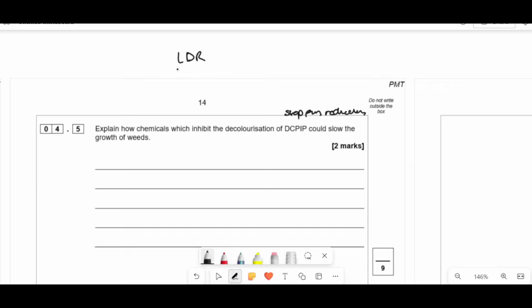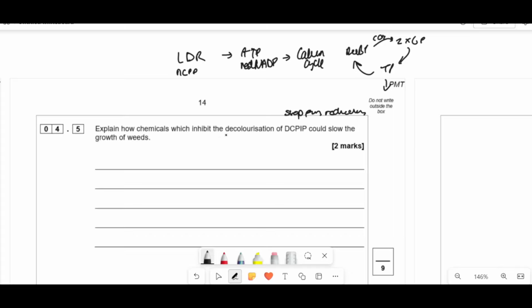The entire point of the light-dependent reaction, or non-cyclic photophosphorylation really, is to produce ATP and reduced NADP. Why? Because the Calvin cycle uses it. First of all, RuBP combines with CO2 to make a 6-carbon compound, so it becomes 2 times GP eventually, with Rubisco, and then that gets reduced by the reduced NADP, which gets oxidized, and it uses ATP to make TP, and that's either regenerated or makes something else. So here it's saying, how does this lead to this eventually?